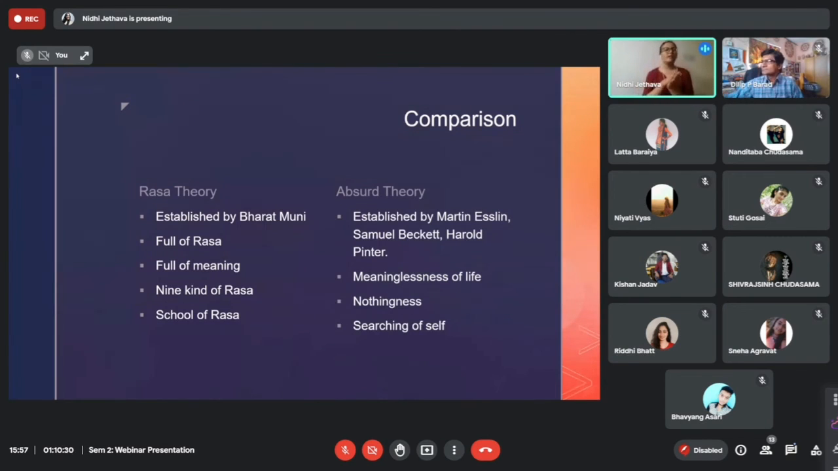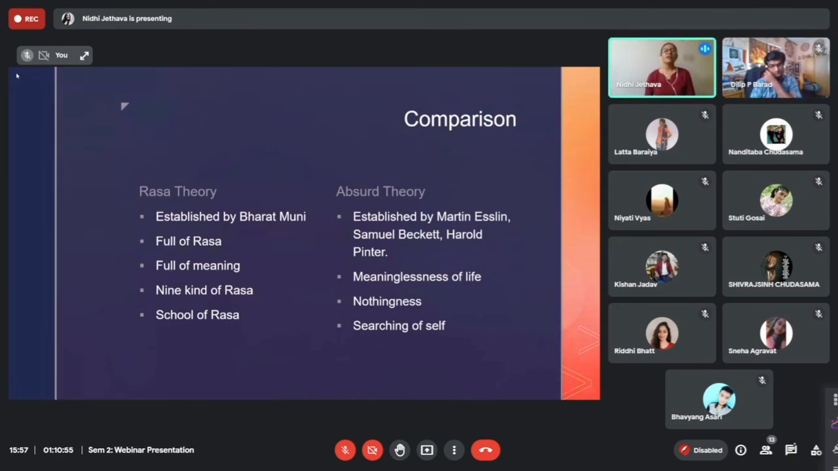And now the absurd theory, established by Martin Esslin, Samuel Beckett, Harold Pinter. They are all absurd writers. The meaninglessness of life. They describe the reality of life. They do not describe fancy or imagination, but they describe that there is nothing in life, the total meaninglessness of life. And now in our Corona time, we can find that there is nothing in life.